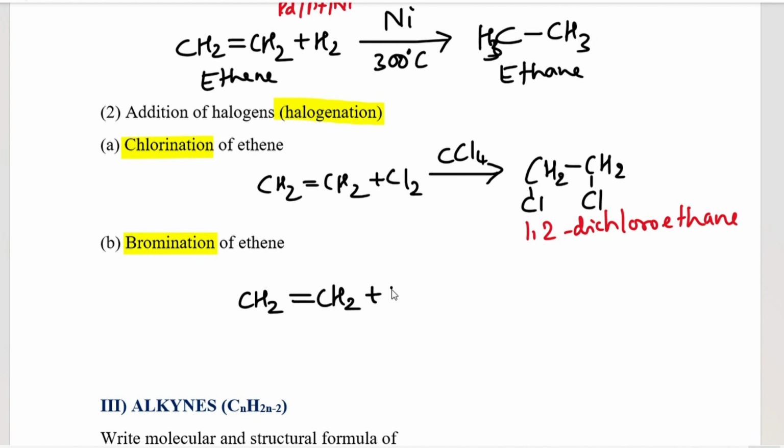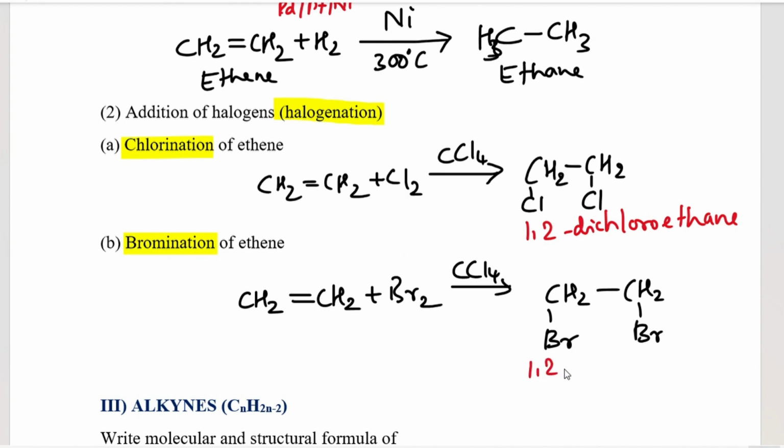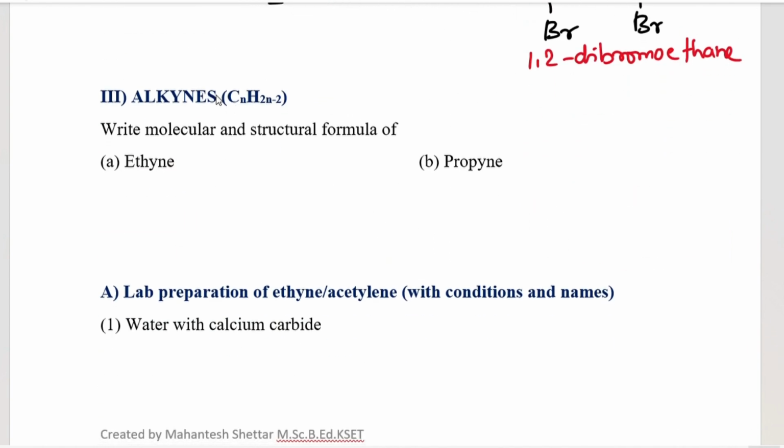Similarly, exactly the same way you can do the bromination. CH2 double bond CH2 plus Br2 in CCl4. You will get CH2Br, one Br here, another Br here. What is the name of this? 1,2 dibromoethane. Okay, next.